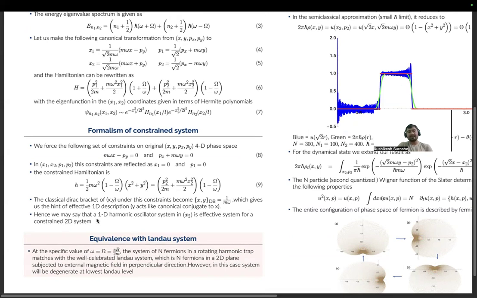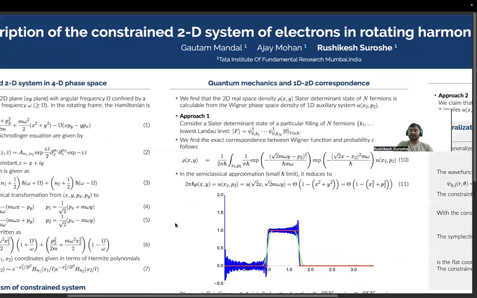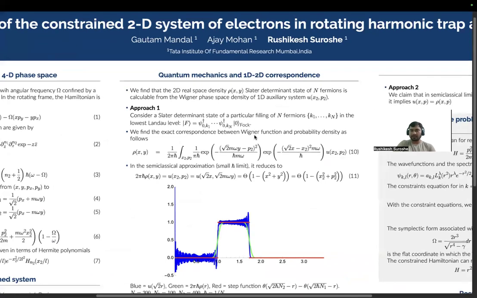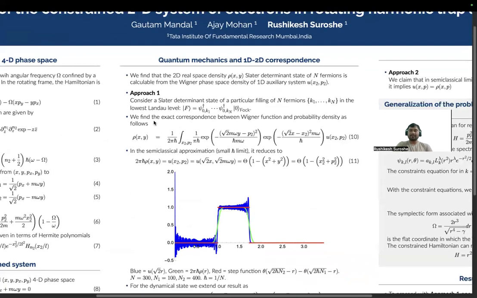Hence, we may say that the 1D harmonic oscillator system in x2 is an effective system for a constrained 2D system. But we are demanding something more. We want an exact quantum mechanical 1D-2D correspondence between these two systems. Our claim is that we find an exact correspondence between the Wigner function and the probability density, given like this. So we are comparing the 2D quantity rho(x,y) with the 1D quantity u(x2,p2).